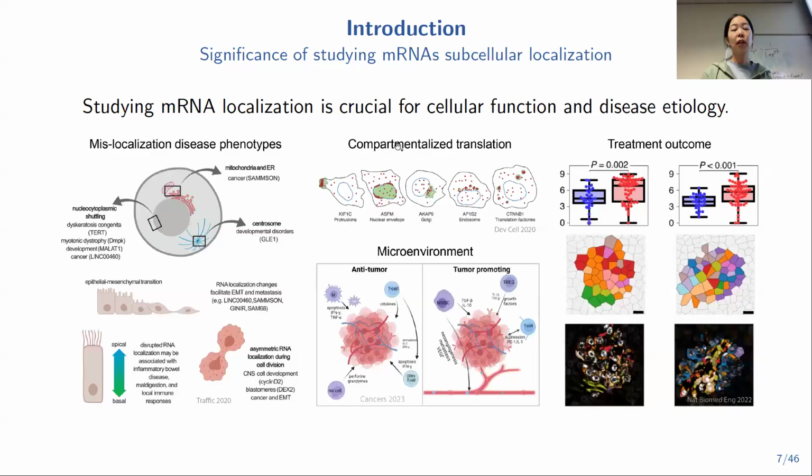And also compartmentalized translation, because mRNAs will be translated into proteins, right? This type of compartmentalized translation can help cells do their functions. And this is also related to the microenvironment. For example, immune cells and cancer cells talk to each other using particular proteins and RNAs like ligands and receptors. If these 2 genes both sit at the boundary, talking to each other, this can help us better understand if the microenvironment is, for example, immune hot or immune cold. And this can be related to the treatment outcome. So this is the motivation for why we think it's important to study subcellular localization.